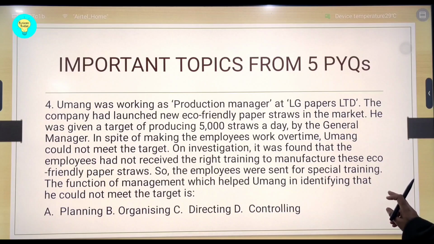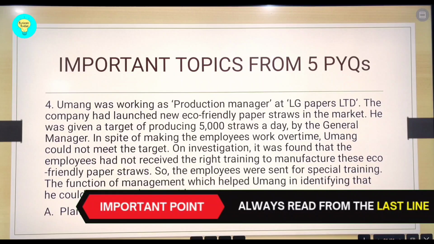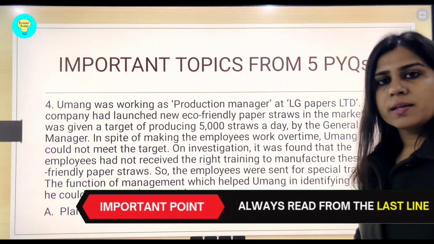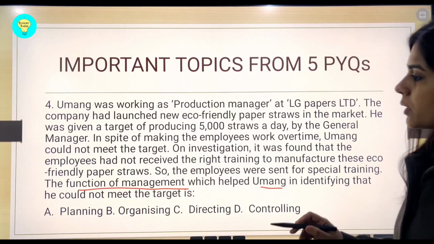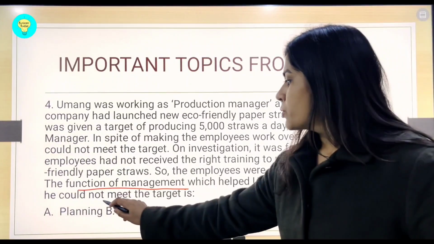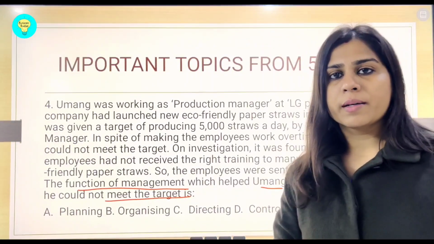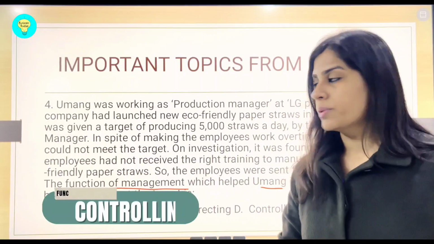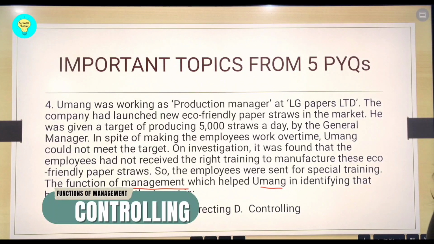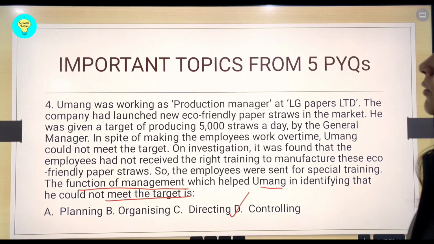If we see the next question, this is another question on functions of management. As it is a case-based question, we'll read the last line first. It says, the function of management which helped Umang in identifying that he could not meet the target. So meeting the target, as we have just discussed, when we are trying to monitor the targets achieved or the statistics of achievement of targeted goals, then we generally talk about the function called controlling. So from the last line itself, it is very clear that this function is controlling. However, to read the entire case study, let us begin from the top.